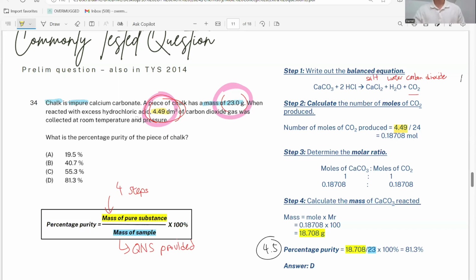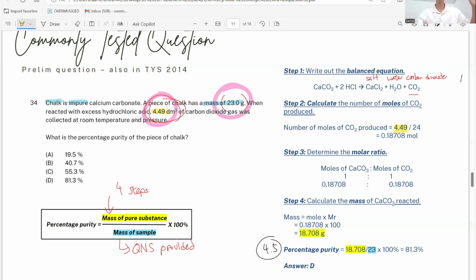So is percentage purity a new question type? Absolutely not, because you're still doing the same 4 steps, but with an additional formula in step 4.5. That is how you should be thinking about percentage purity questions. The working is there already, right? So if you don't feel confident, go back and revisit it. But other than percentage purity, there's one other one that's very similar, right? What is it called? Percentage yield.